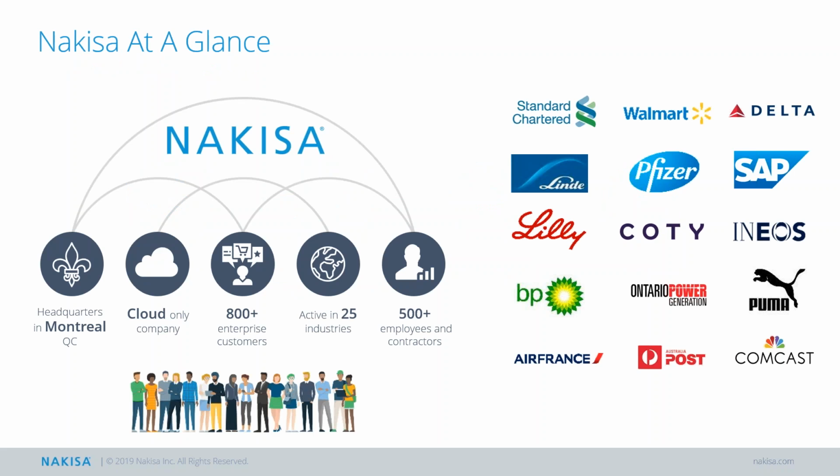So Nakisa, at a glance, we are a company which is headquartered in Montreal, Quebec. We do have offices, of course, globally. Myself, I'm connecting from the German office here in Waldorf. We do have as well offices in Frankfurt in Germany. We serve over 4 million users and over 800 enterprises worldwide. We have over 20 years of experience in the areas of HCM and finance.